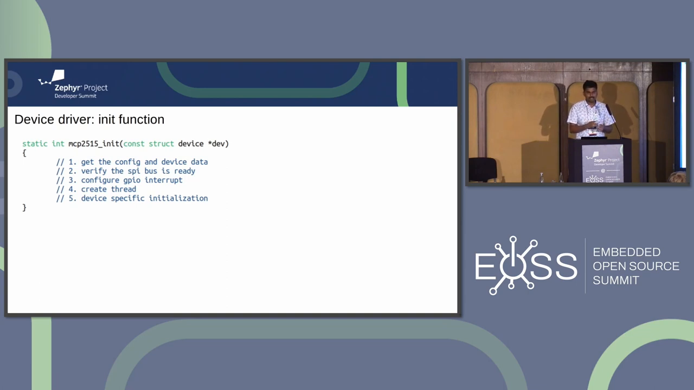Whenever any message is received, this CAN controller triggers the host controller with an interrupt. So this thread is used to handle that interrupt. And the device specific implementation, like setting modes like normal mode or loopback mode, or some data rate, is initialized here. So this API will return either 0 or a negative value.